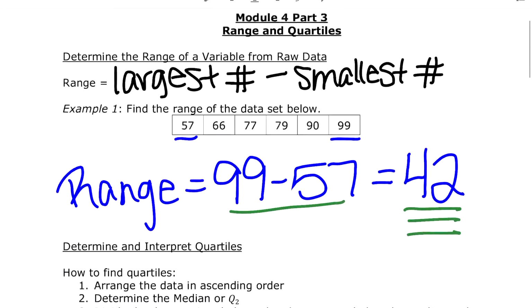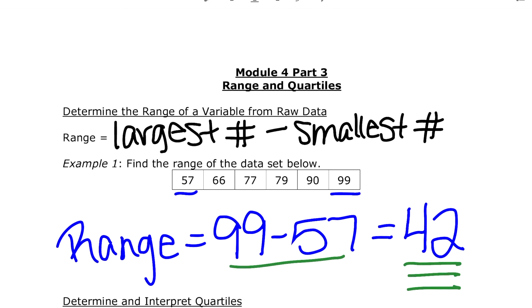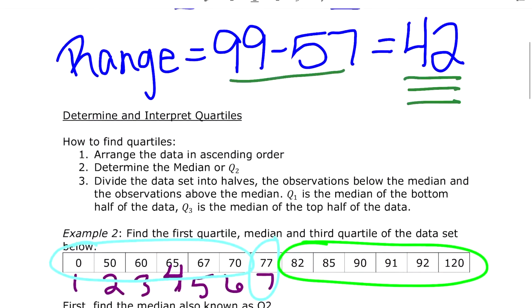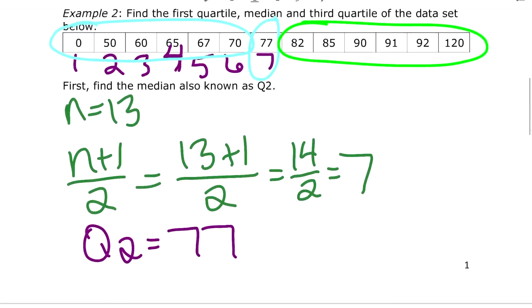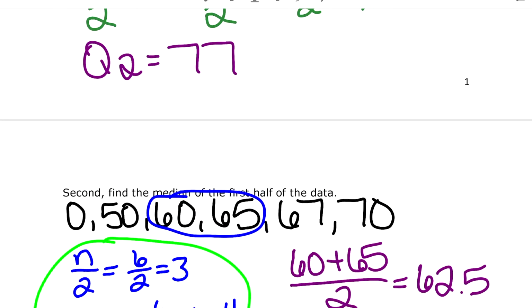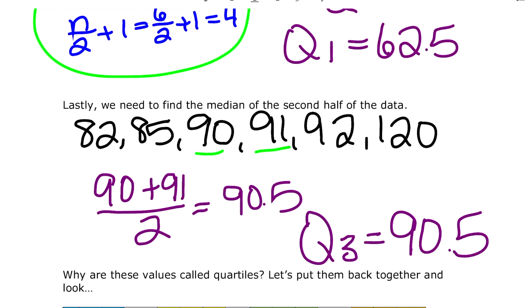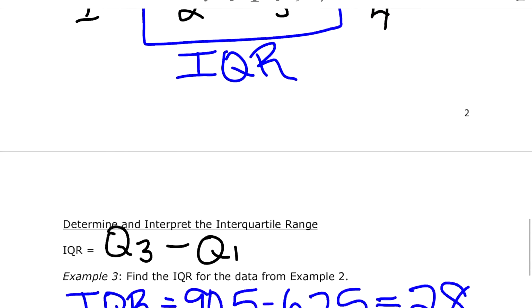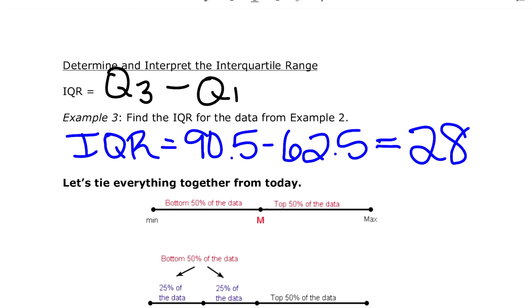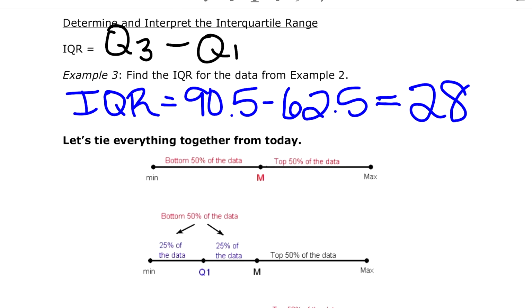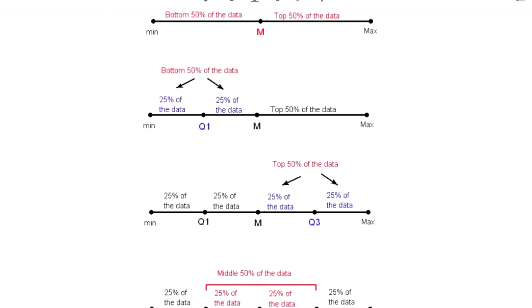So coming back up to the top, we started by looking at the range, which was the largest number minus the smallest number. Then we found each of these quartiles. So Q2 is the median. Q1 is the median of everything less than Q2. Q3 is the median of everything greater than Q2. And then finally we found the IQR, which was the third quartile minus the first quartile. So that's it for this video.